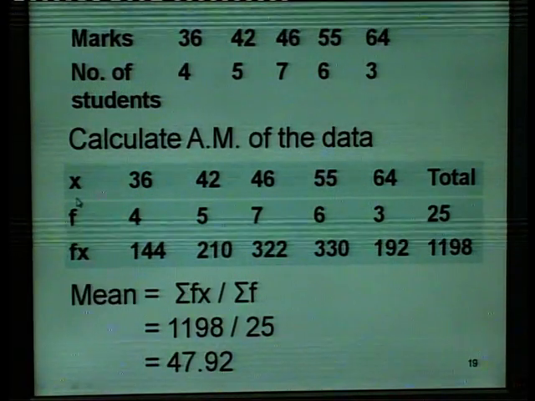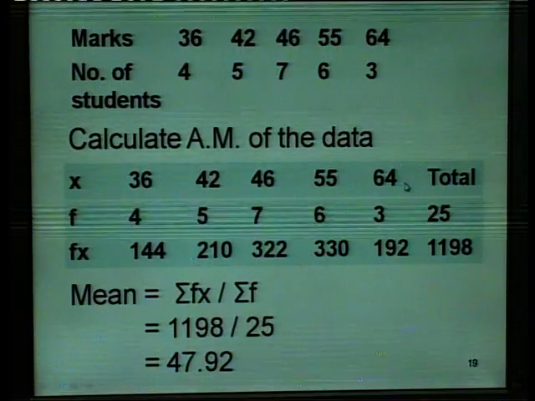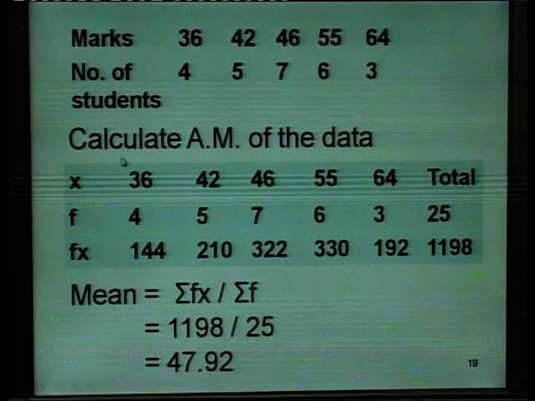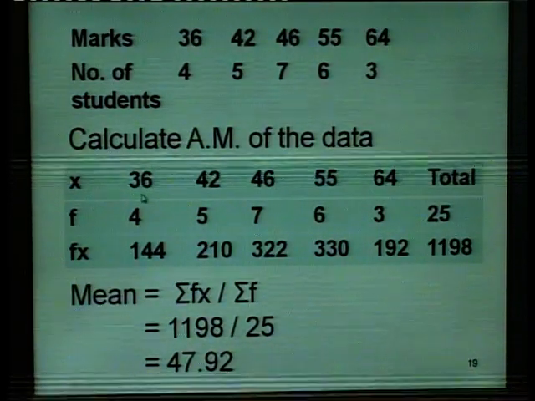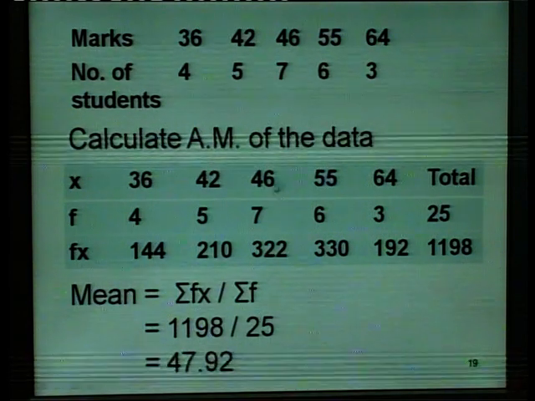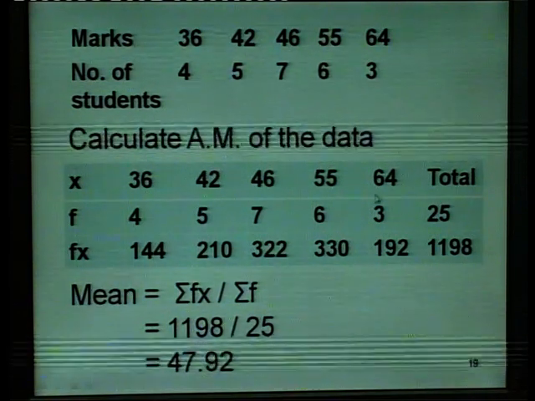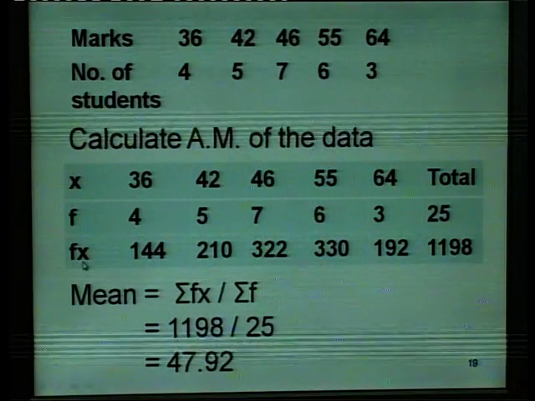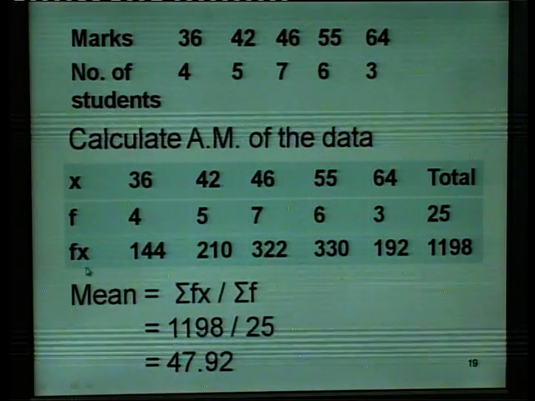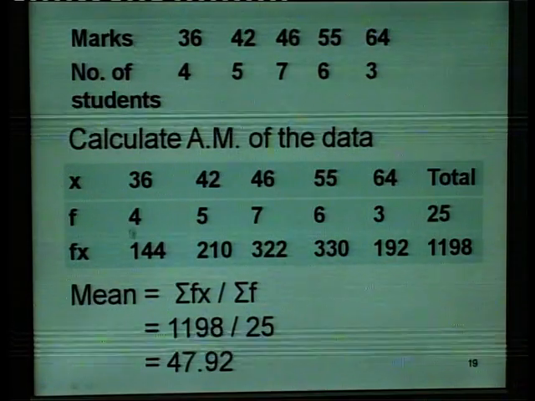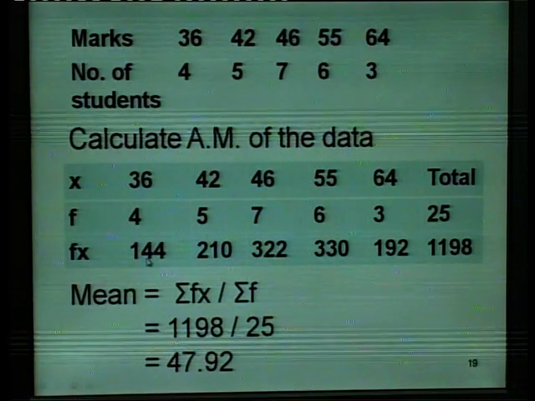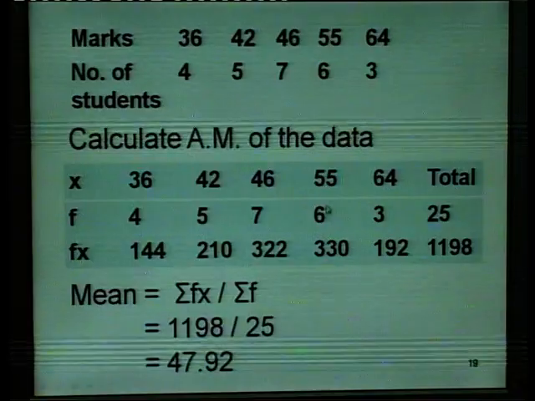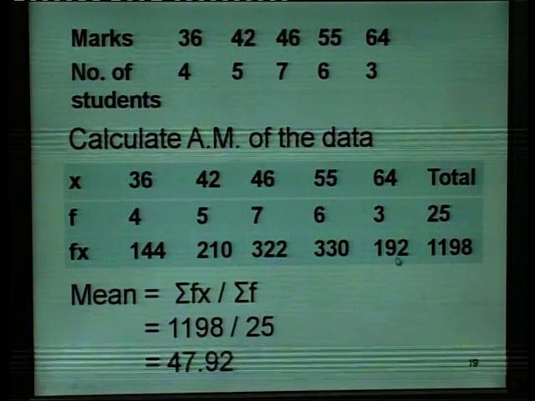First we write the values of x: 36, 42, 46, 55, 64, and then the frequency, the number of students. Corresponding frequencies: 4 for 36, 5 for 42, 7 for 46, 6 for 55, 3 for 64. Then we find the column fx, which is f into x. Corresponding values of fx: 36 into 4 is 144, 42 into 5 is 210, 46 into 7 is 322, 55 into 6 is 330, 64 into 3 is 192.